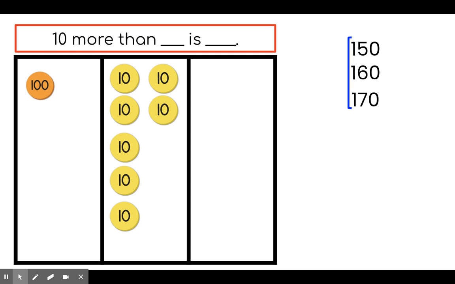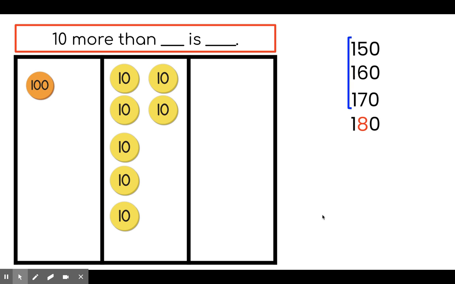Since we've noticed this pattern, we can make a prediction or a guess. What number do you think will come next if we add another 10 place value disc? Hopefully you thought of the number 180. Look at our pattern, remember? 5 tens, 6 tens, 7 tens. So 180 would be 8 tens, 180.